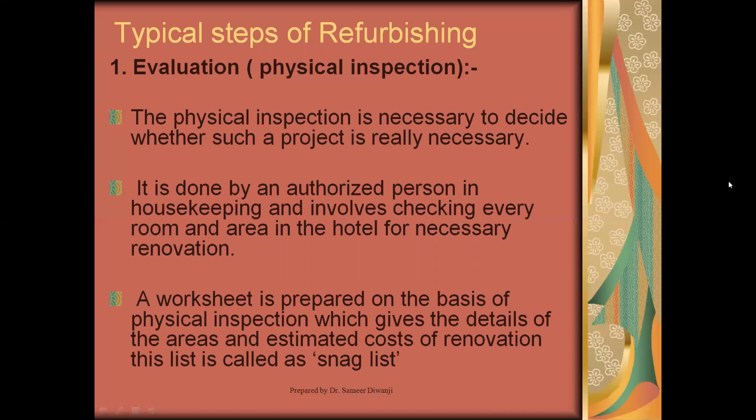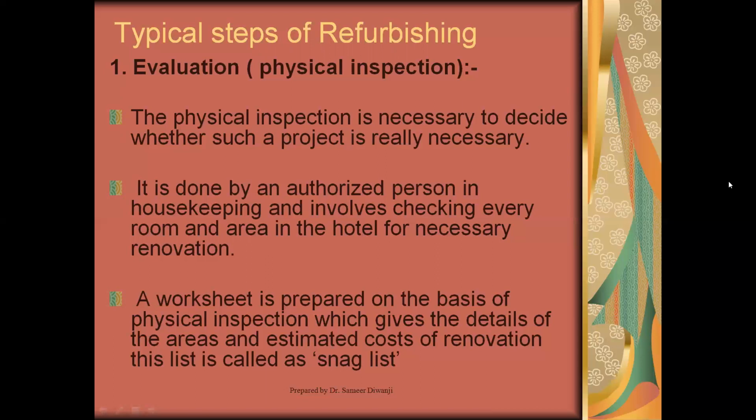So that's where you have a team where you actually decide and look at all the pros and cons and the requirement and its impact on the bottom line. An authorized person in housekeeping, usually the executive housekeeper, prepares a worksheet and then decides whether this is required or not. Depending on how important it is, of course, it's undertaken with priority, and then a snag list is made.